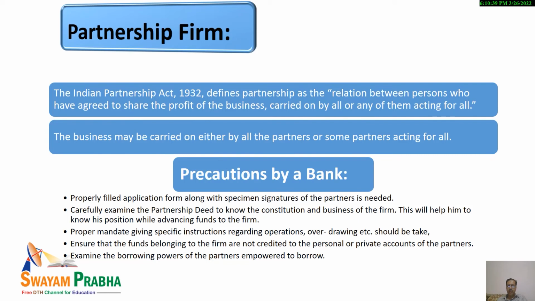So that is the basic theme of a partnership firm, and it is clear from the above definition that all of the partners may carry on the business, or they may authorize a few partners to do the business on behalf of all. Now, what are the precautions that should be taken by the bank? First of all, an application form should be there, specimen signatures of all the partners should be there, photographs should be there, and in case of partnership, one important document is there.